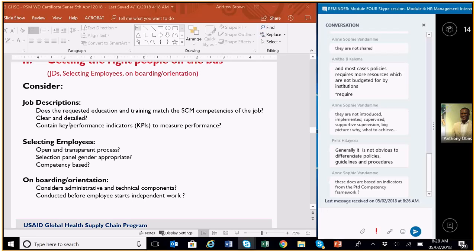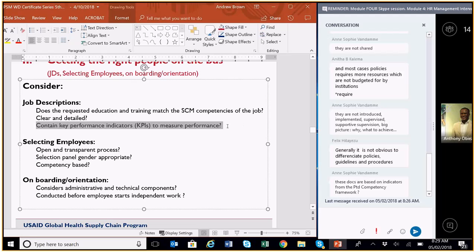Are they clear and detailed? Job descriptions should not only specify the responsibilities and the education requirements, but also the reporting requirements and particularly key performance indicators: how success will be measured in that particular job. And this particular element is often left out in preparing job descriptions.